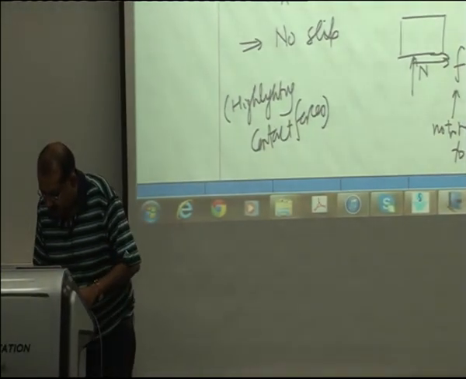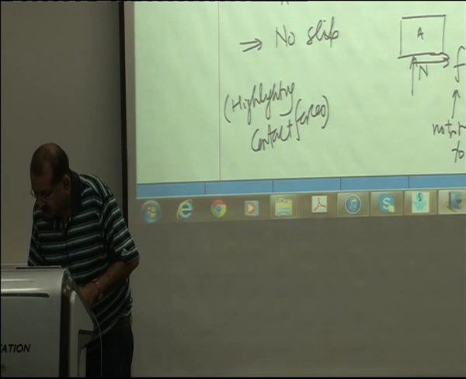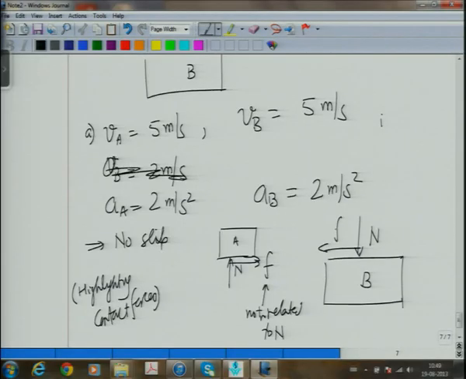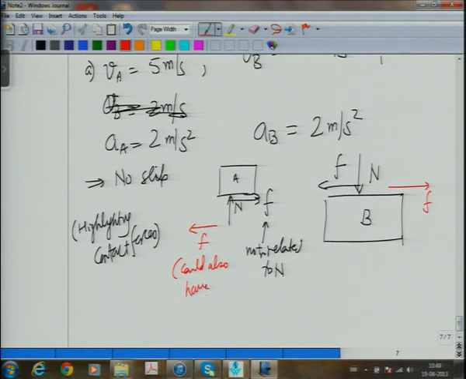If you are showing it like this on block A, then on block B you will show the normal reaction like this and you will show friction like this. In this case, you could have also shown friction like this here, and like this here. Is this clear? Now let's take another case.